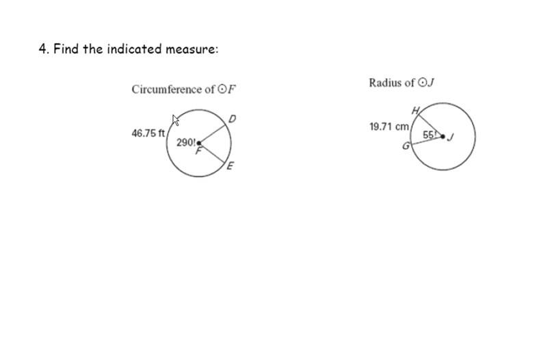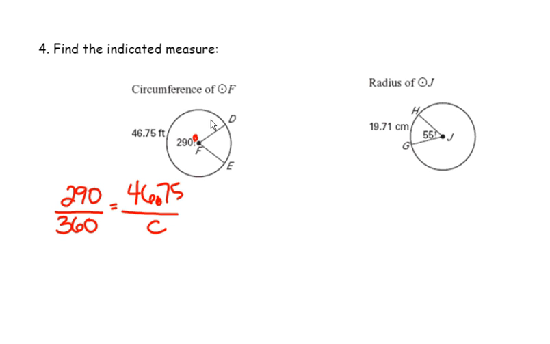So here we're asked to find the circumference of circle F, which is interesting. So this is actually degrees, right? 290. So we know our part of our degrees out of our whole degrees. And we know the partial distance around the circle, 46.75. And what we are looking for is the whole distance around the circle, also known as the circumference. And so we just simply need to cross multiply and solve this.